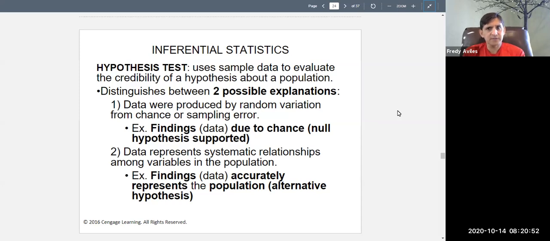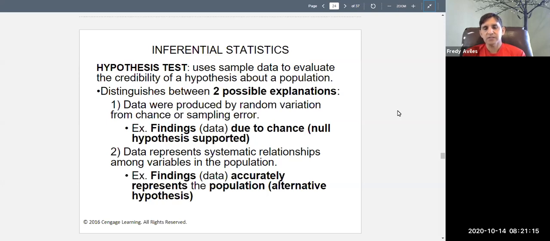You're gonna test the difference among groups, let's say. So a hypothesis test uses sample data to evaluate the credibility of a hypothesis about the population. A hypothesis test tries to determine whether the difference you found says something about the population. That's really what that means.